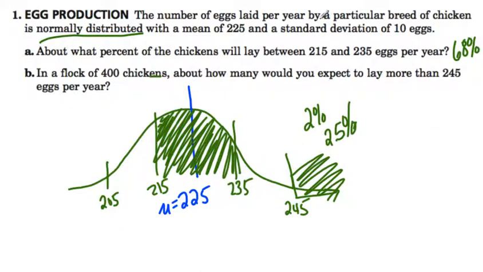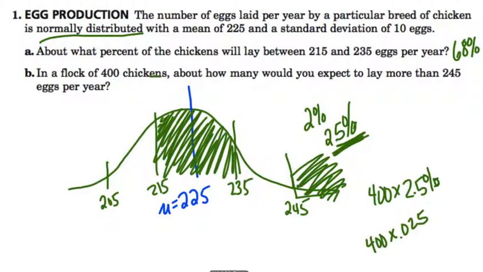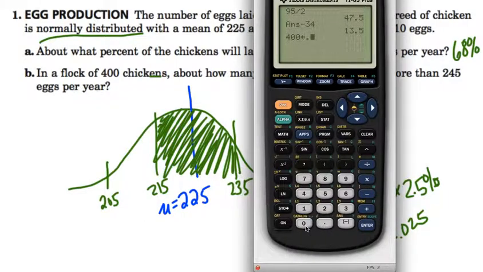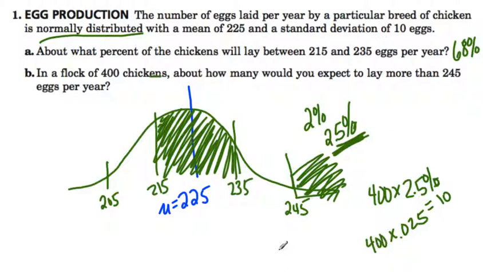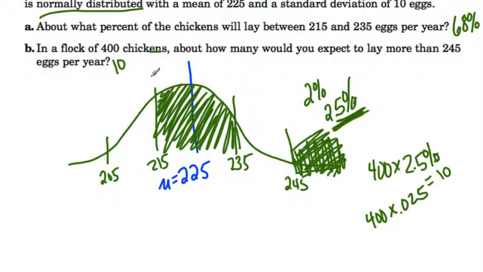So if I had 400 chickens, I'm going to go ahead and do 2.5% because it would be the whole 100% if I did 2.5. So I do 400 times 2.5%, which is really 400 times 0.025. So if I do that, then I get 10. So in a flock of 400 chickens, about how many would you expect to lay more than 245 eggs per year? Here's the space that represents that, and 2.5% of 400 would be 10. So in a flock of 400 chickens, 10 would be laying more than 245 eggs per year.